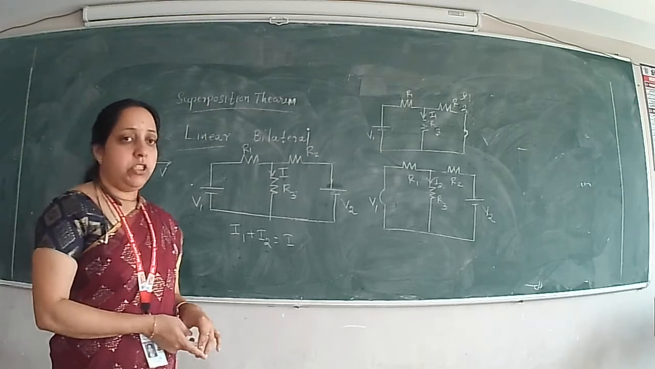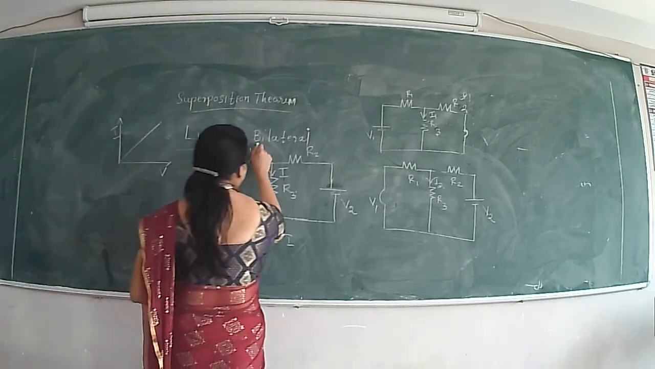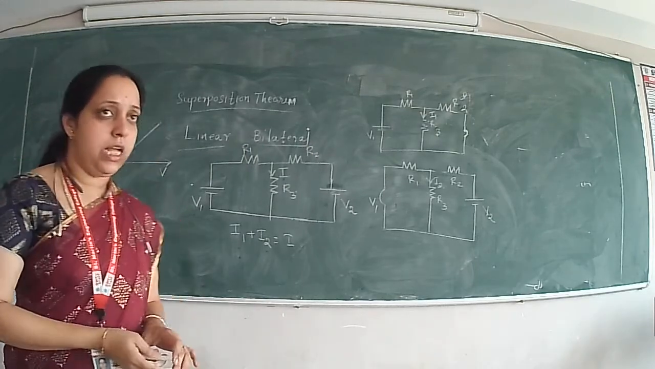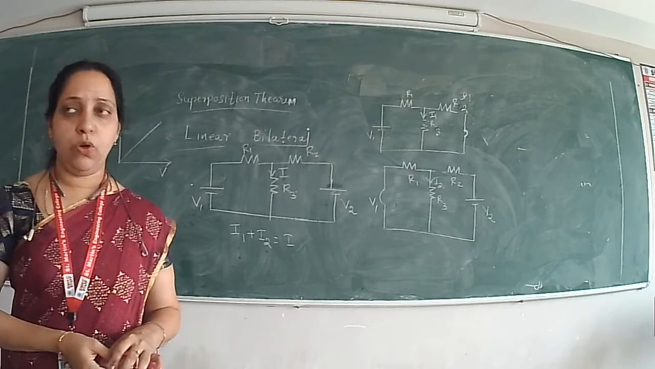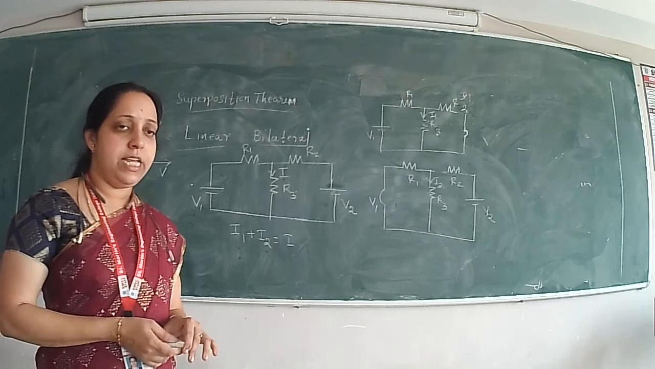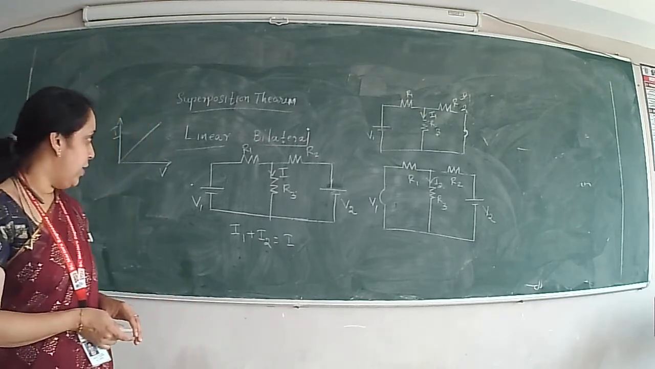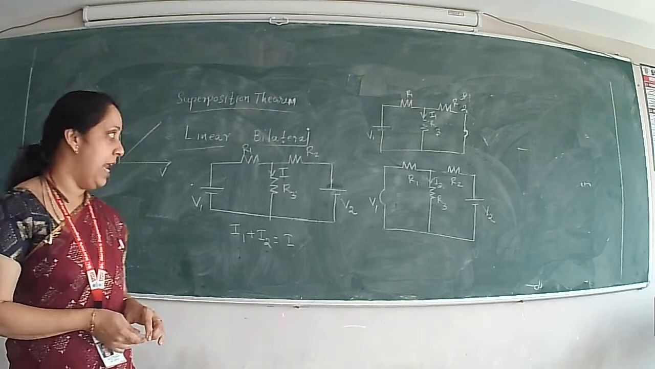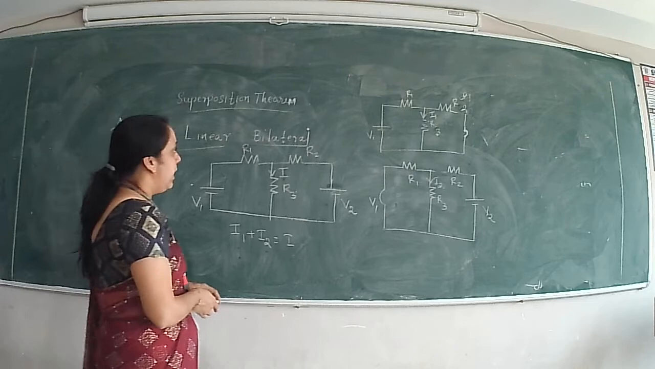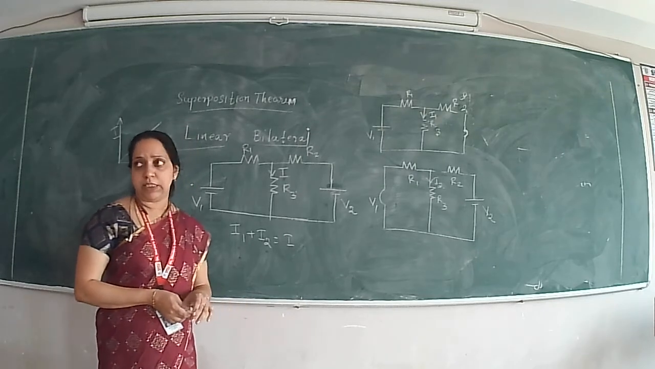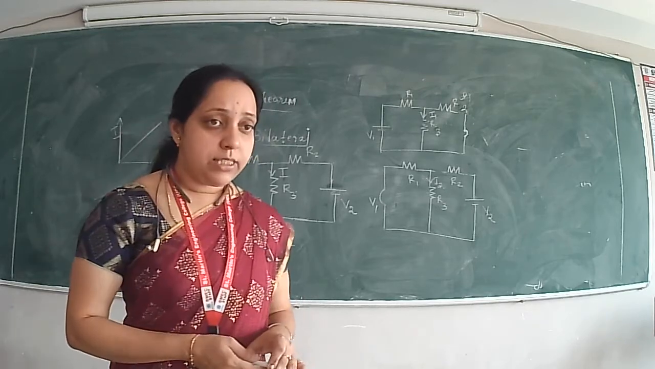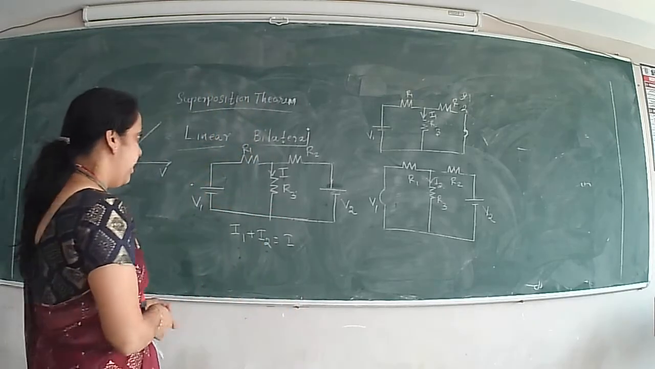Then what about bilateral elements? Bilateral elements are the elements whose operating characteristics are independent of the direction of current. Generally we have many classifications of elements like linear, non-linear elements, bilateral, unilateral elements, active, passive elements, then lumped and distributed elements. In that one classification is unilateral and bilateral elements.